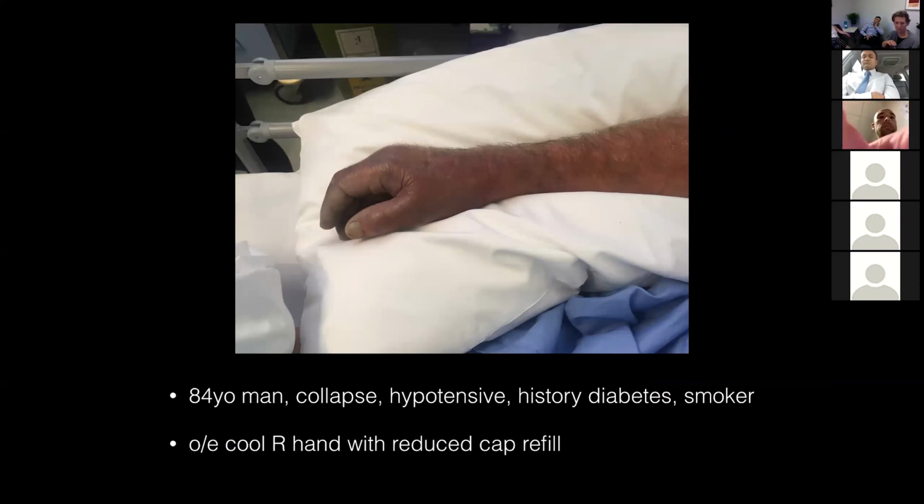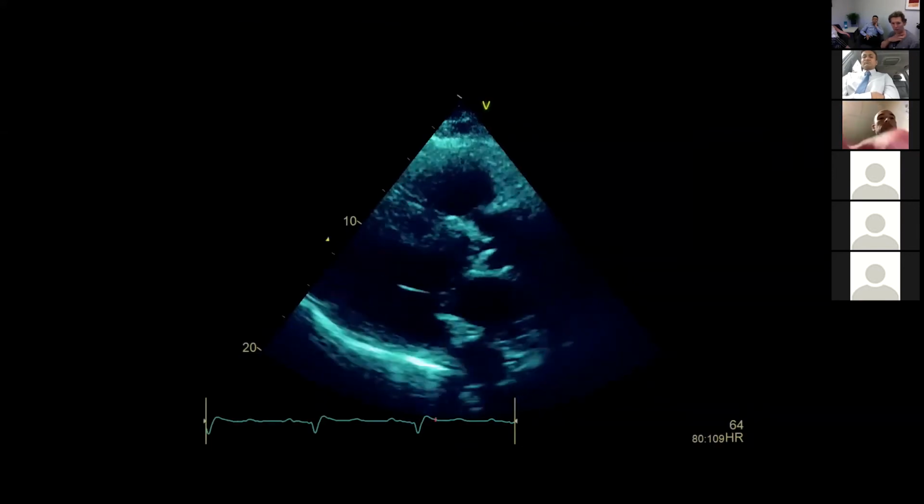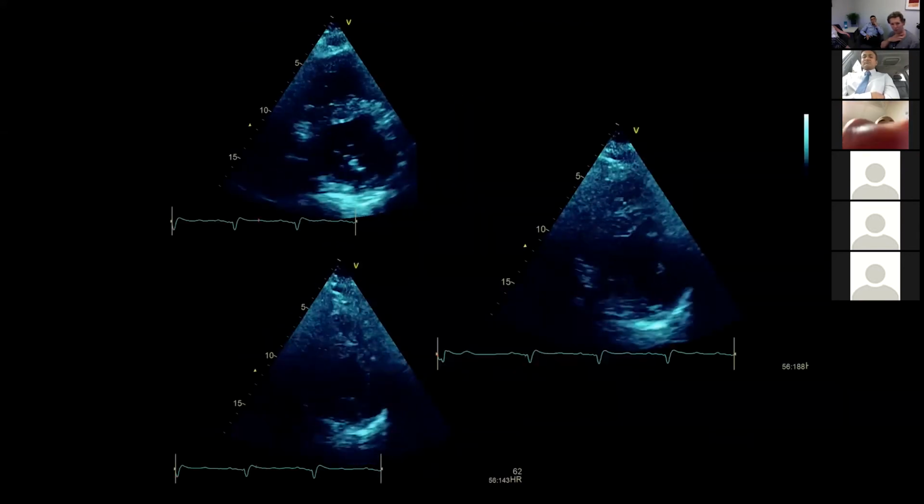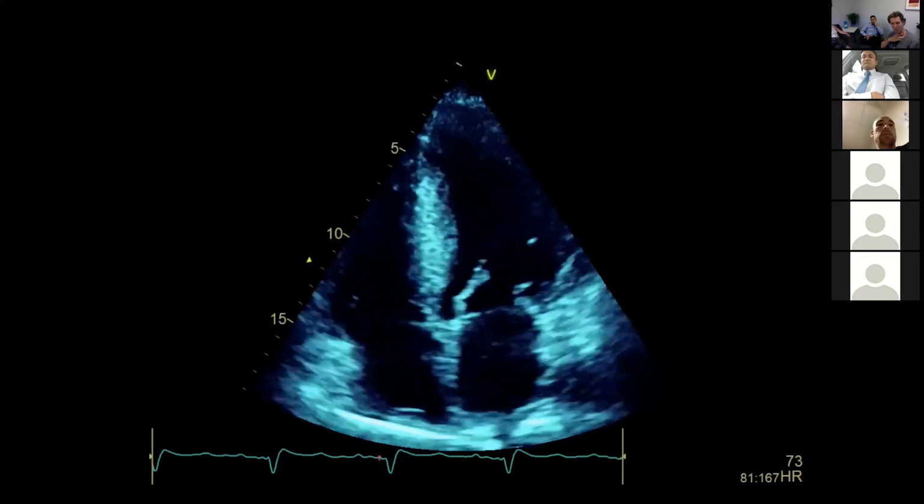On examination, he had this really cool hand, which had reduced cap refill, and you can see it's pretty blackened towards the tip of the fingers. All right, might just skip through this bit just in the meaning of time. Let's go through it again.